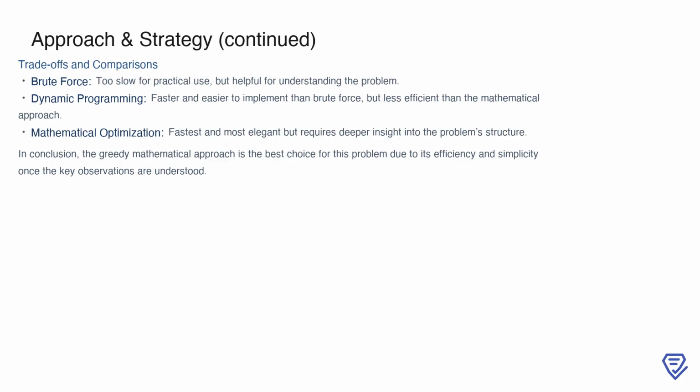The mathematical optimization approach, on the other hand, is both the fastest and most elegant solution, requiring only a few arithmetic operations. The key insights, such as prioritizing the number 3 and carefully handling remainders, make this approach stand out. While it demands a deeper understanding of the problem's mathematical structure, its simplicity and efficiency make it the best choice for this problem, striking the perfect balance between theory and practical implementation.